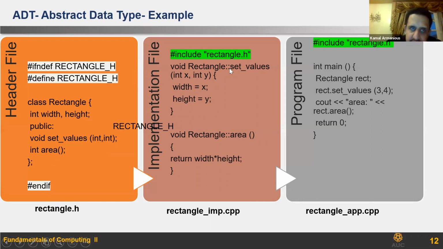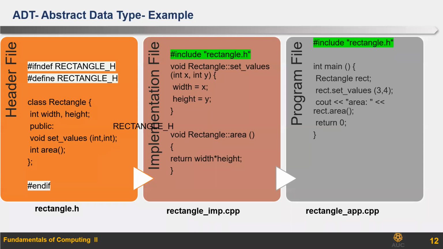So this file is using this, then it will define the variables width, height, and the set values and area. This file is also using rectangle.h. It was included in this file, and it was included in this file. So the header guards prevent me from redefining the variables and the functions again. Okay, Maya? Yes, thank you.